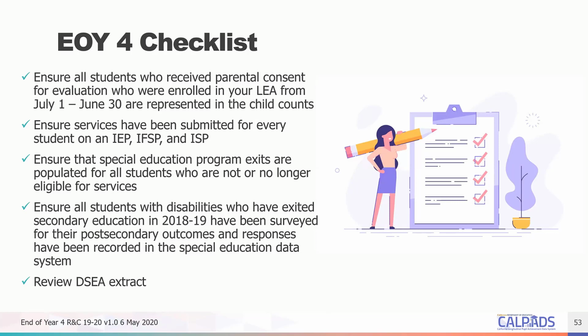Ensure services have been submitted for every student who is on an IEP, IFSP, or ISP. Ensure that special education program exits are populated for all students who are no longer eligible for services. Ensure all students with disabilities who have exited secondary education have been surveyed for their post-secondary status outcome, and that responses have been reported appropriately in CalPADS. And again, that's coming from the SEDS system. And then review your District of Special Education Accountability extract.